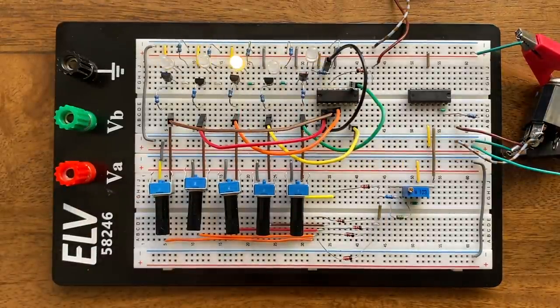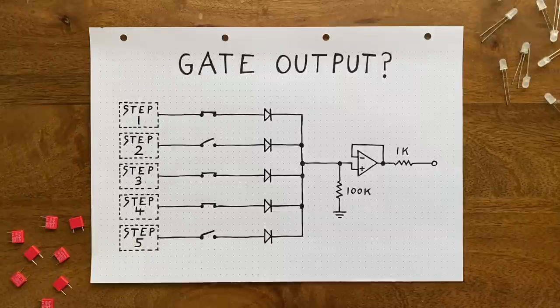So let's move on to the gate output. Since we said earlier that a gate is really just a voltage going from low to high and back low again, you might assume that our chip is already providing gates for us. After all, it simply turns its outputs on and off in succession. So we're essentially getting a gate per step, right?